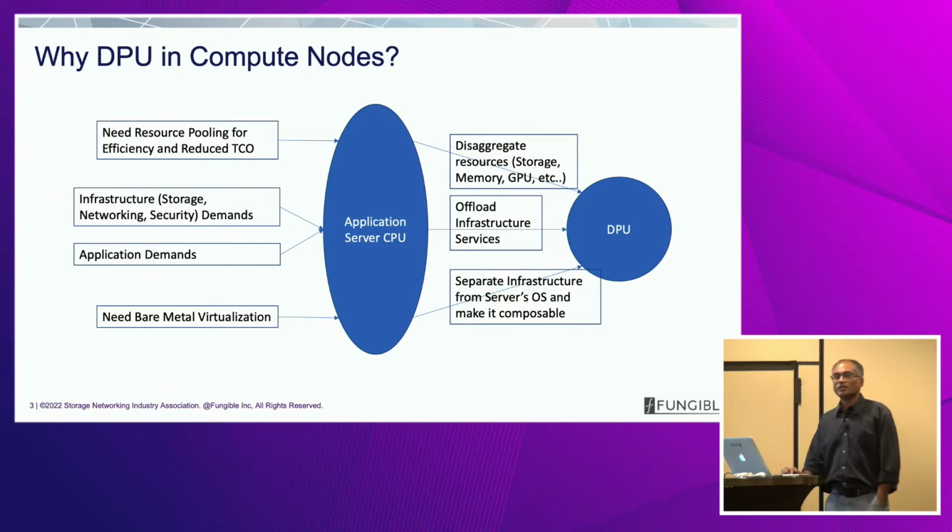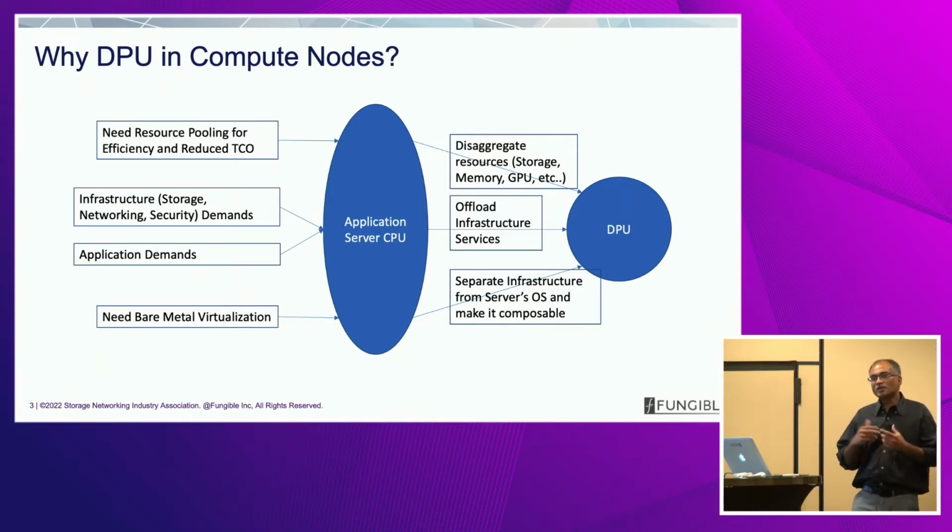So what does it mean? We need to take out all the resources that are with the individual application servers and pool them such that they can be shared by all these servers, so you get the benefit in terms of the cost, right? The storage, memory, GPU, any resource that was CPU centric before can be made data centric by going through a DPU.